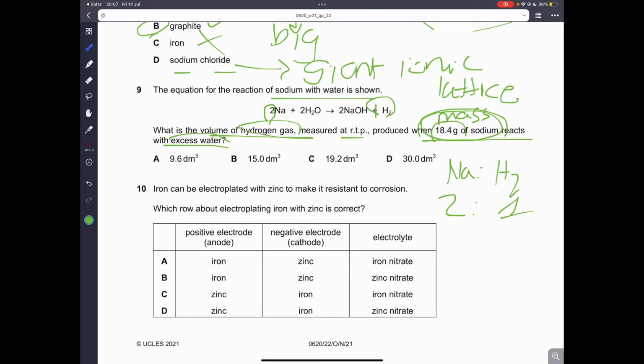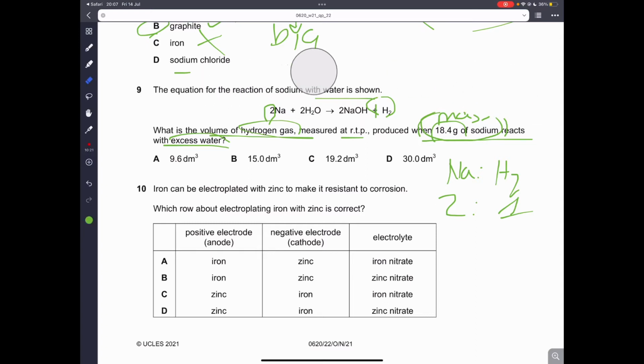So now we have to find the mole of sodium. To find the mole of sodium, remember mole is equal to mass over Mr. We know the mass of sodium is 18.4. It is being divided by the Mr of sodium, which I believe is 23. If you divide it, you will get the answer. So 18.4 divided by 23.